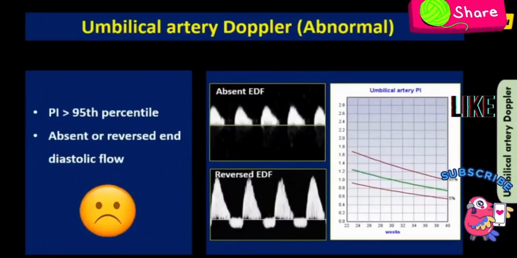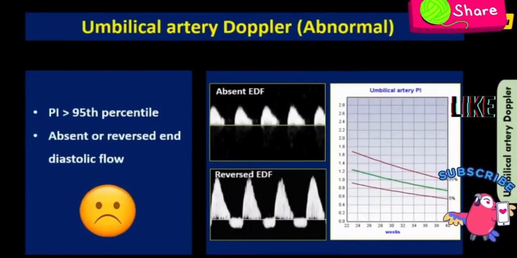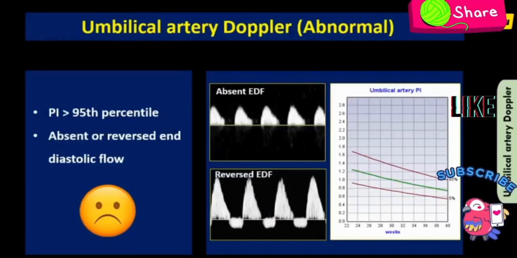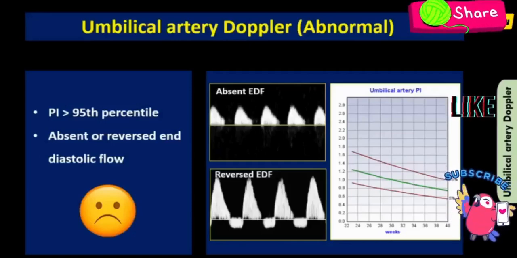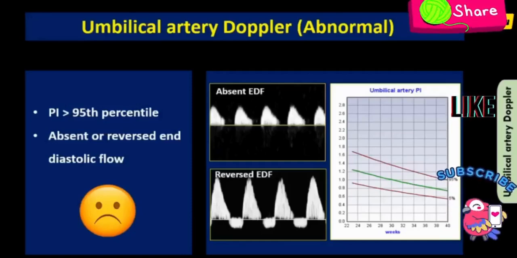In an abnormal functioning or insufficient placenta, the resistance will remain high. This will be reflected by a pulsatility index above 95th percentile for gestational age. Once the resistance reaches a critical level, blood flow during diastole will be impeded, and this is called absent end diastolic flow. Then, blood flow will be reversed back towards the fetus during fetal diastole. This is called reversed end diastolic flow.